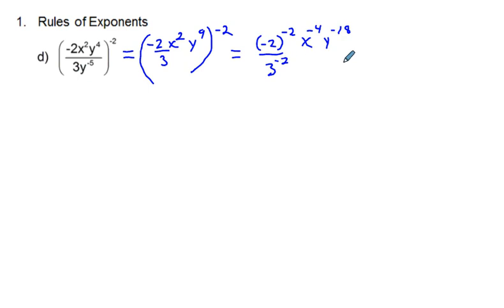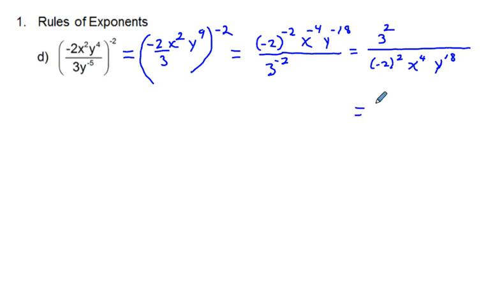Now, we have negative exponents everywhere, so to get rid of our negative exponents, what we have to do is swap across the division bar. So everything that is in the numerator, we can make the exponent positive by dropping it below. So this negative 2 to the negative 2 power becomes negative 2 squared. This x to the negative 4th power in the numerator becomes x to the 4th power in the denominator. And this y to the negative 18th power becomes y to the 18th power down here in the denominator. And then this 3 to the negative 2 power becomes 3 squared up above.